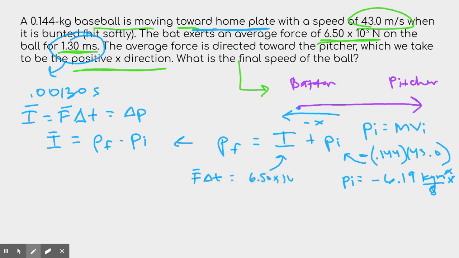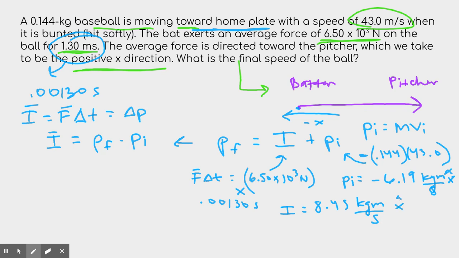That would be 6.50 times 10 to the third newtons. Okay, and we're going to multiply that times 0.00130 seconds. So we're going to find that the impulse is equal to 8.45 kilogram meters per second, and this is also in the X direction.